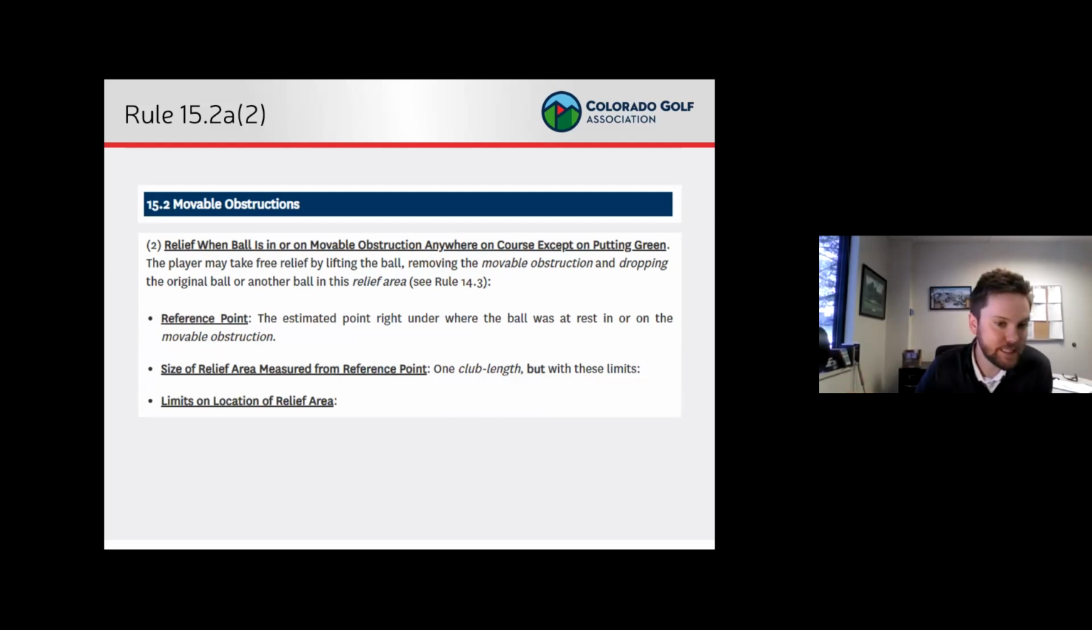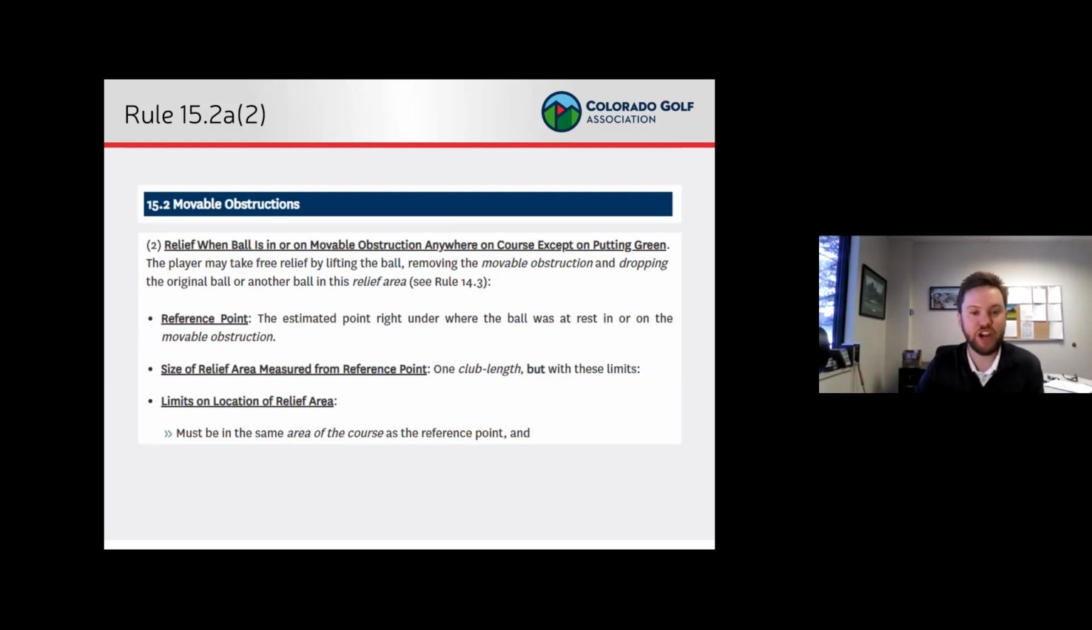But with these limits, the location of the relief area must be in the same area of the course as the reference point. So if it was in the general area, the reference point is going to be in the same area just by default because it's right underneath it. So if it's in the general area, it's in the general area. If it's in a bunker, it's staying in a bunker.